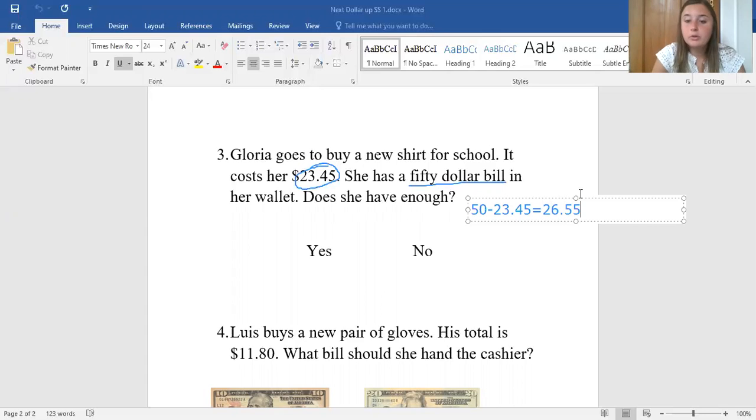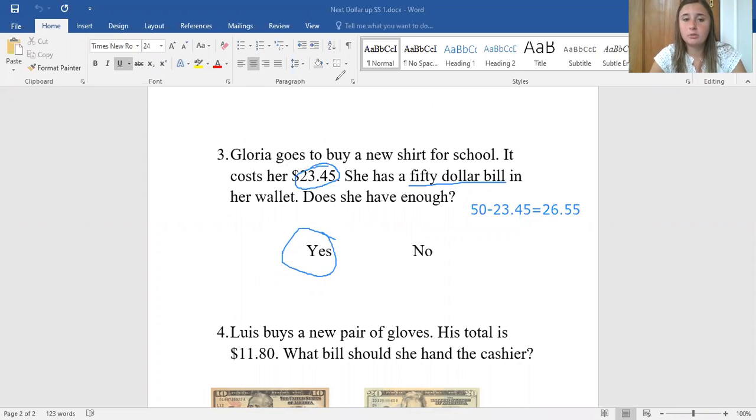And I'm left with a remainder of 26.55. So if you solve the subtraction problem and you still have money left, so she had her total, she had a $50 bill, she subtracted what she owed, and she still has money left over, that means that she has enough to make the purchase. So the answer to this problem is yes.